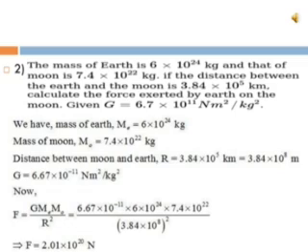Here we have to find the gravitational force. We know that G is equal to 6.67 into 10 the power of minus 11 Newton meter square per kilogram square. By applying universal law of gravitation, F is equal to G ME MO divided by r square. On substituting these values all, we get F is equal to 2.01 into 10 the power of 20 Newton.